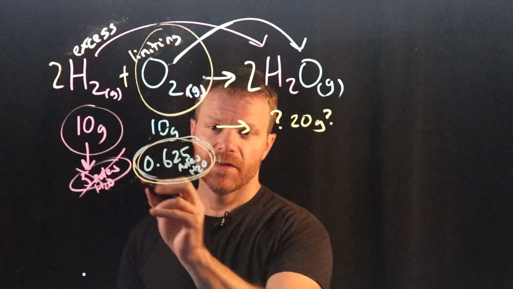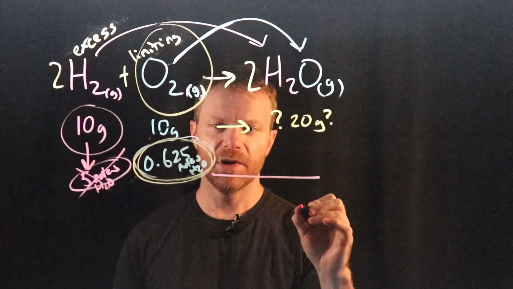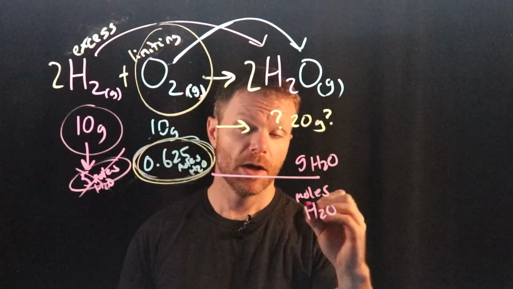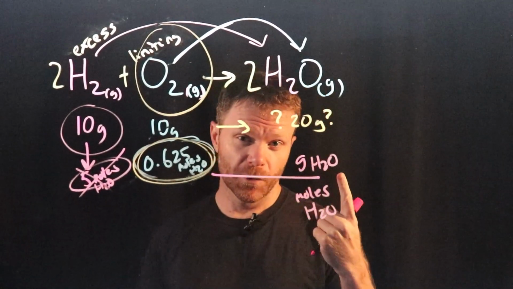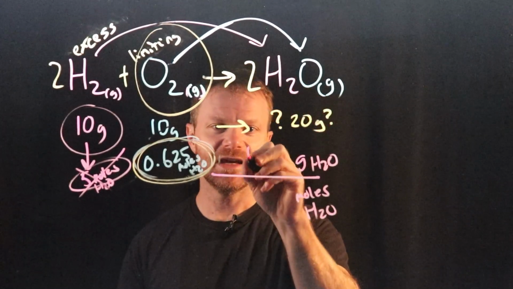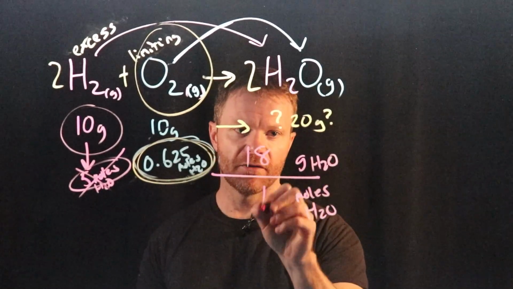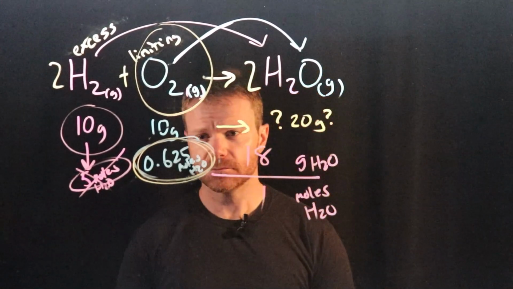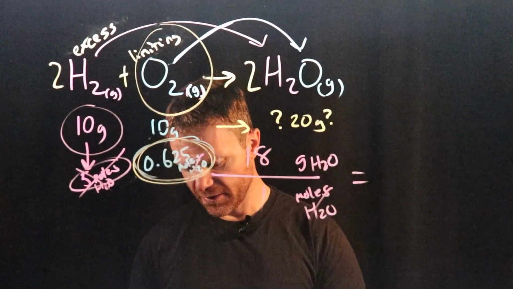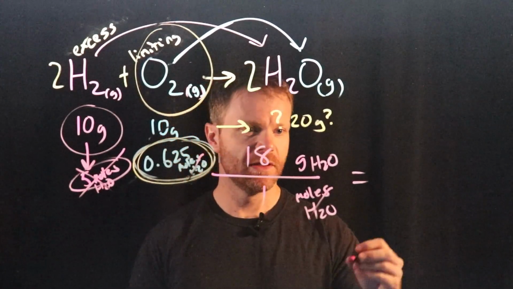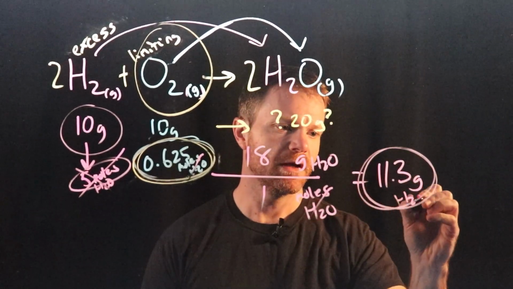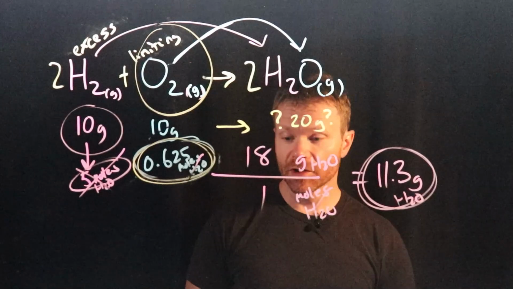Now that we know the number of moles of H2O, let's figure out how many grams of H2O that is. And we do that using the molar mass. Hydrogen's 1, and we've got 2 of them, so that's 2. And the molar mass of oxygen is 16. 2 plus 16 is 18 grams for every 1 mole of H2O. Okay, moles cancel with moles, and then we have to do a little math here. 0.625 times 18 equals 11.3 grams of H2O. Perfect. This is a really good answer.